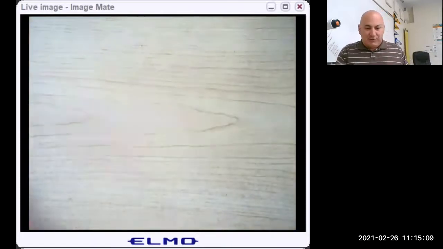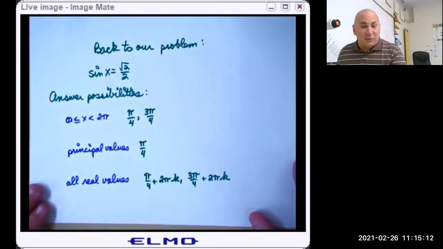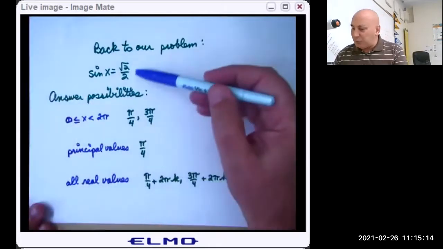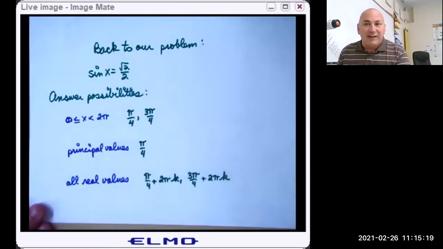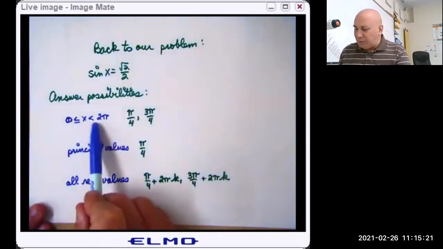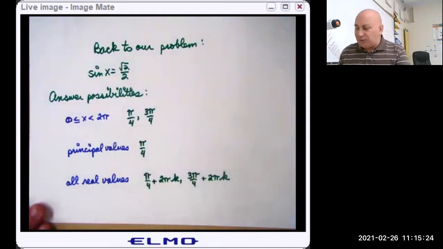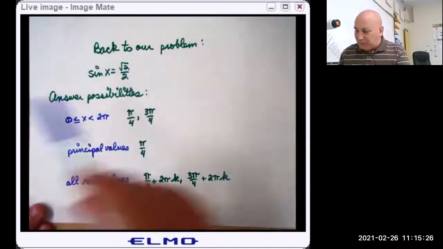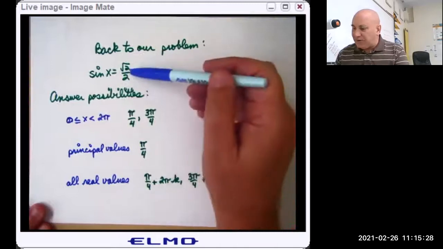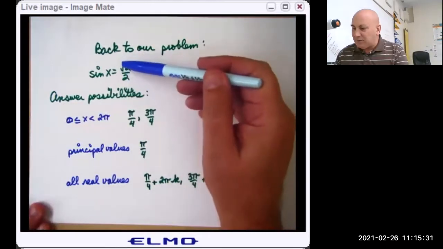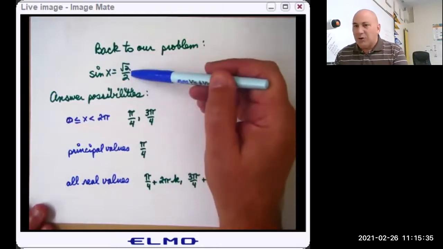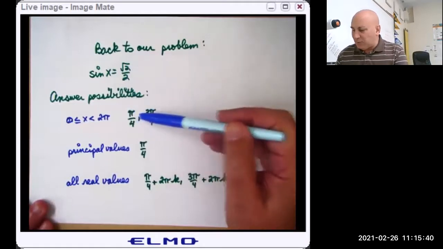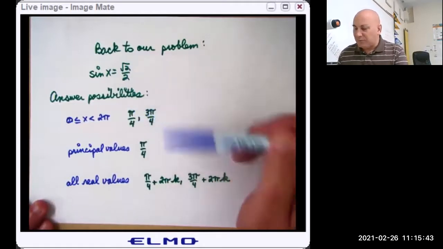So let's go back to the problem that I gave you where we had solved for sine x equals root 2 over 2. Let's just do this problem in radians. If I want it in one revolution, so on the unit circle, in one complete revolution, what are all the values of x that have a sine of root 2 over 2? Well, positive sine would be in the first and second quadrants. That would be pi over 4 and 3 pi over 4.